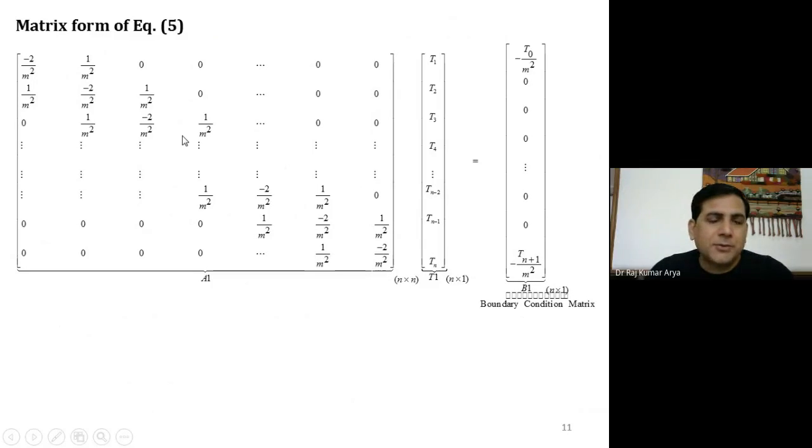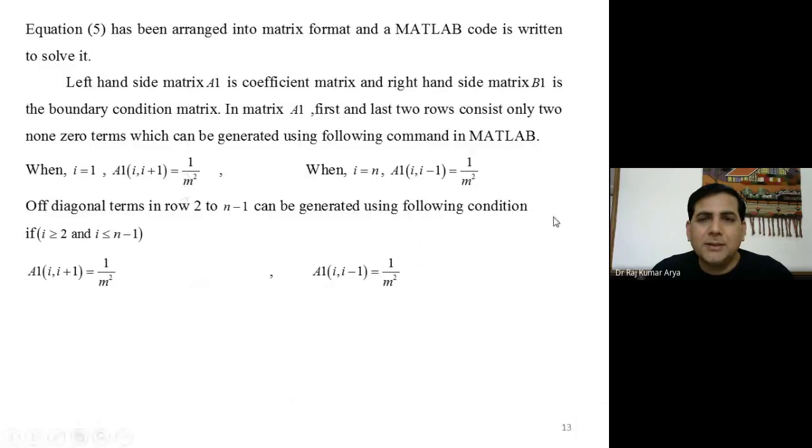If I want to show you what I wrote, let's say this one here. This is just to generate your first row only. Let's say i equal to 1. I have fixed it at i equal to 1, so my first element is this because this is fixed. And for i equal to n, the last row only. So this is your second last element, 1 upon m square.